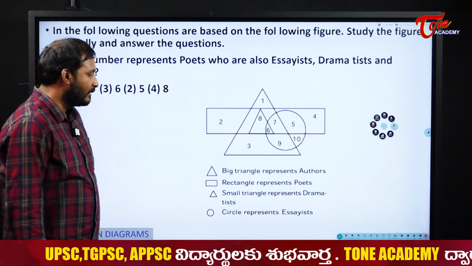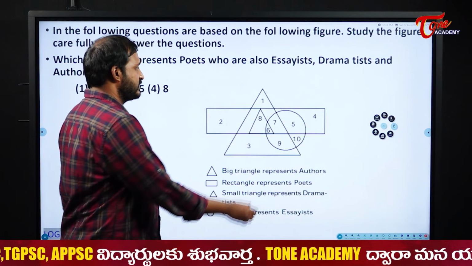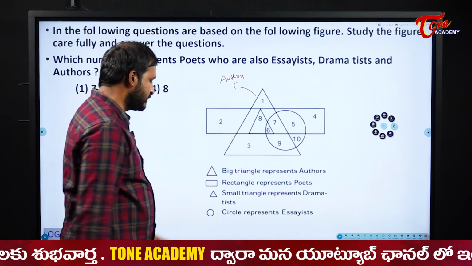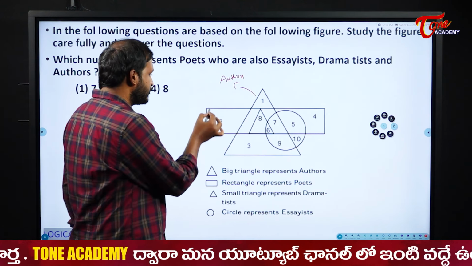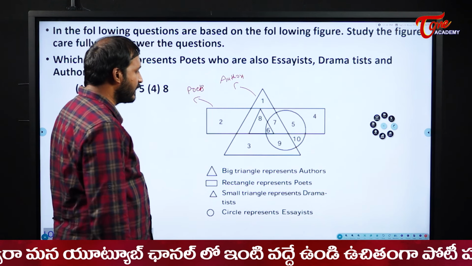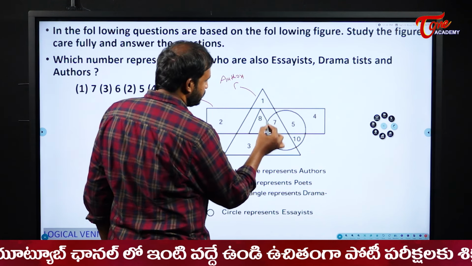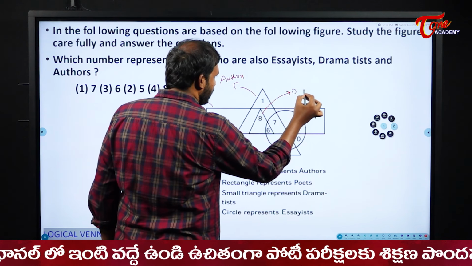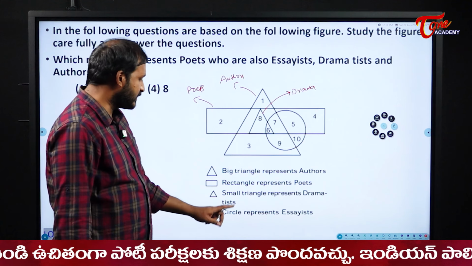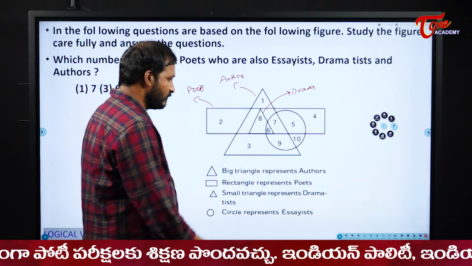Now see here, the big triangle represents authors. Rectangle represents poets. The small triangle represents dramatists. This small triangle is the drama artists. Next, the circle represents essayists.